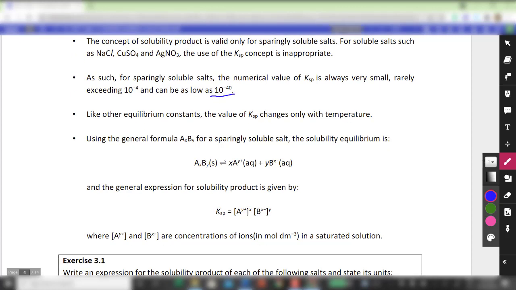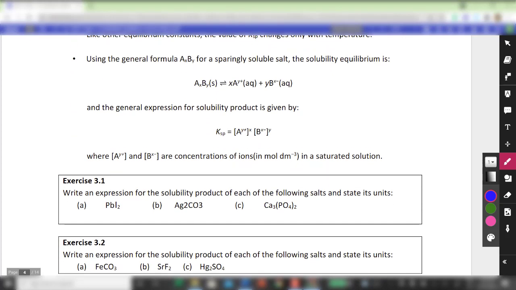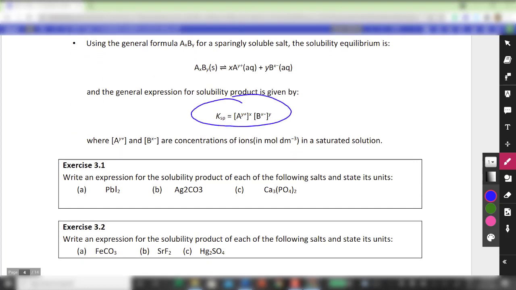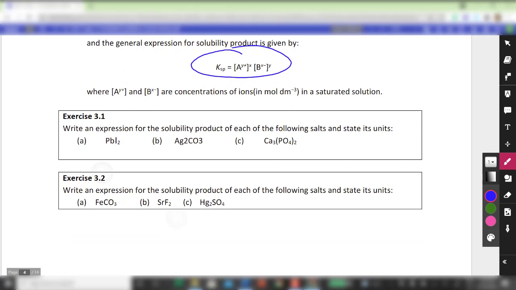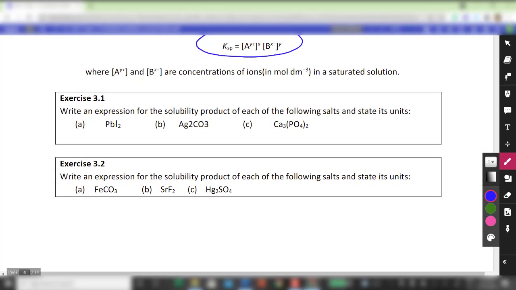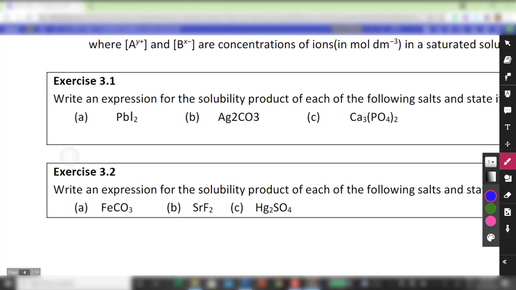As we mentioned at the start, Ksp is a temperature dependent variable because it's an equilibrium constant. There isn't a need for you to memorize this because you can always derive it from the given equation, so please do not attempt to memorize this. The next thing we're going to do is write an expression for the solubility product for each of the following salts, stating its units. So we're going to do this for exercise 3.1.